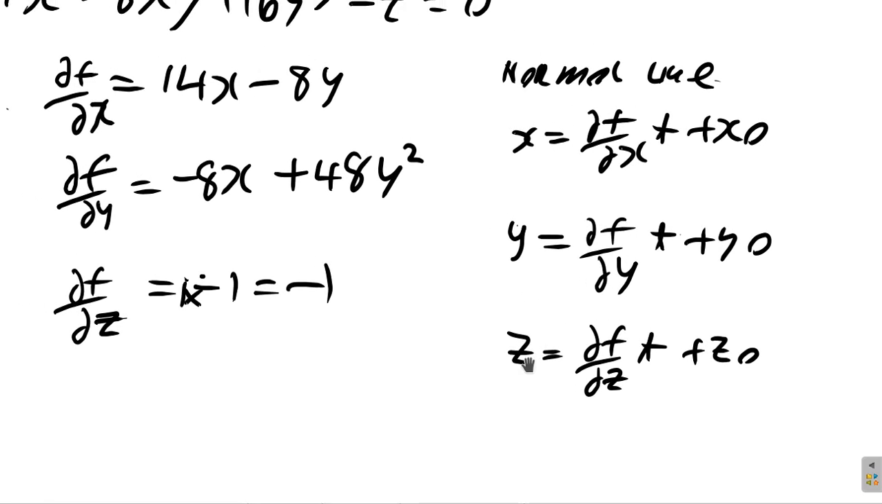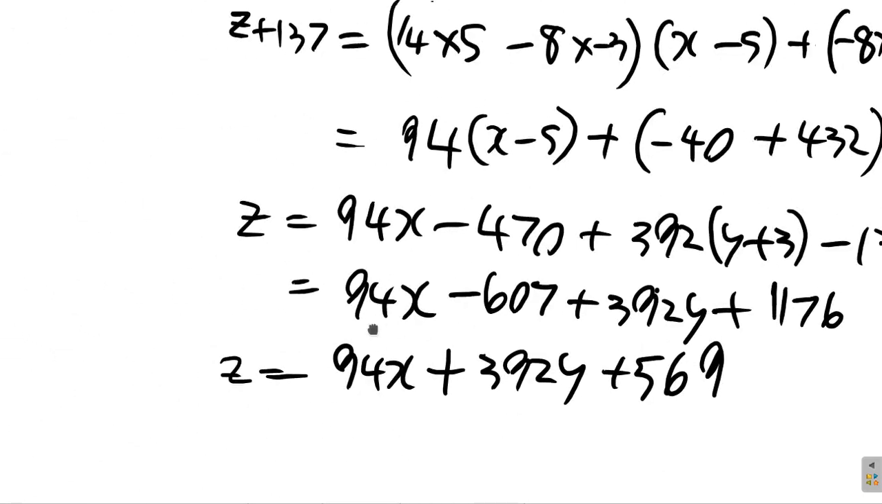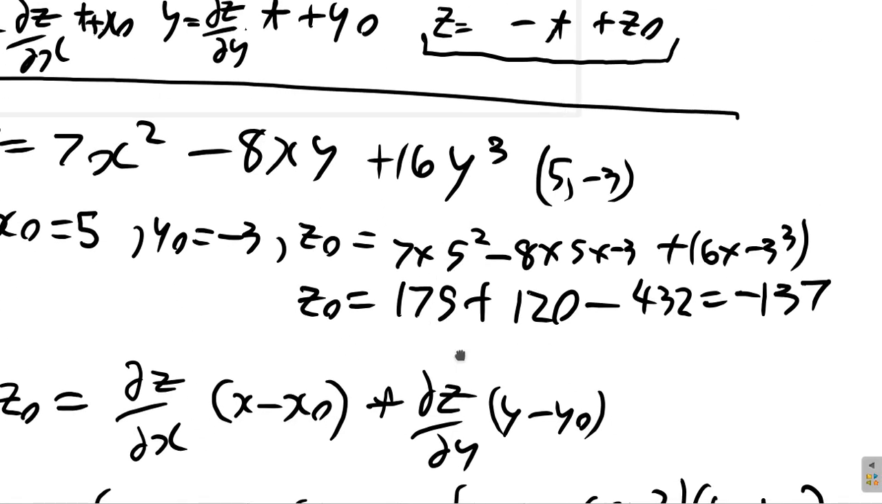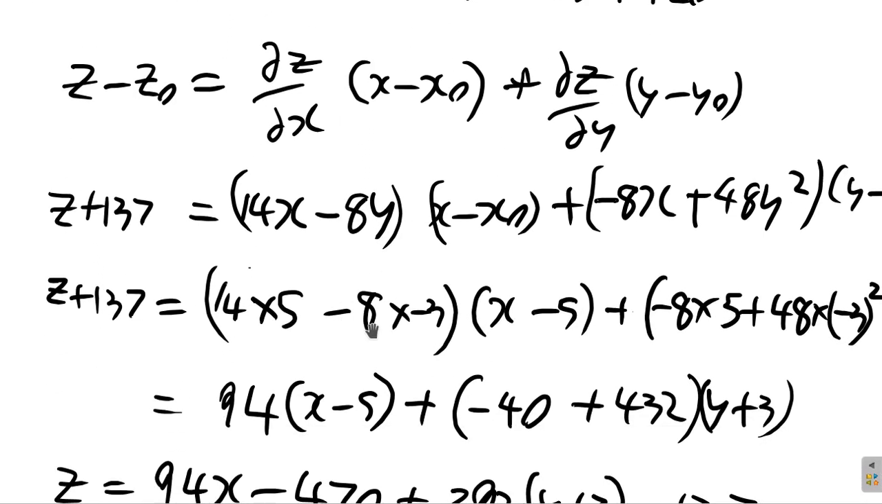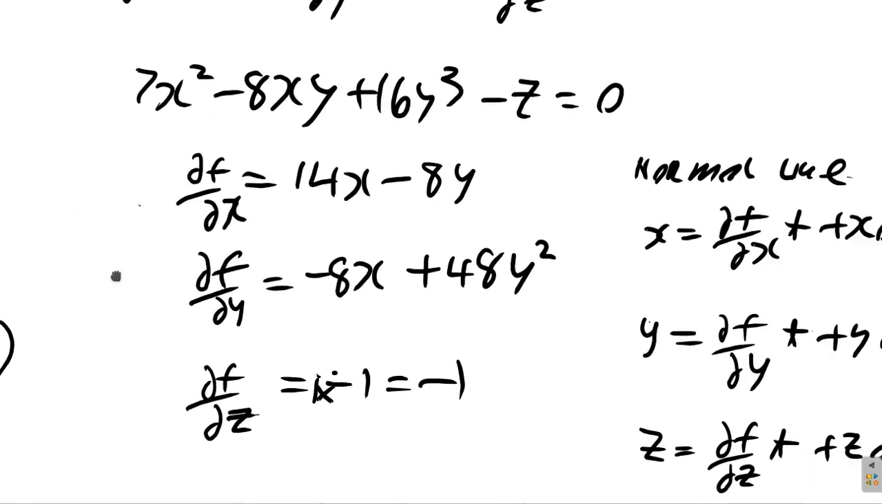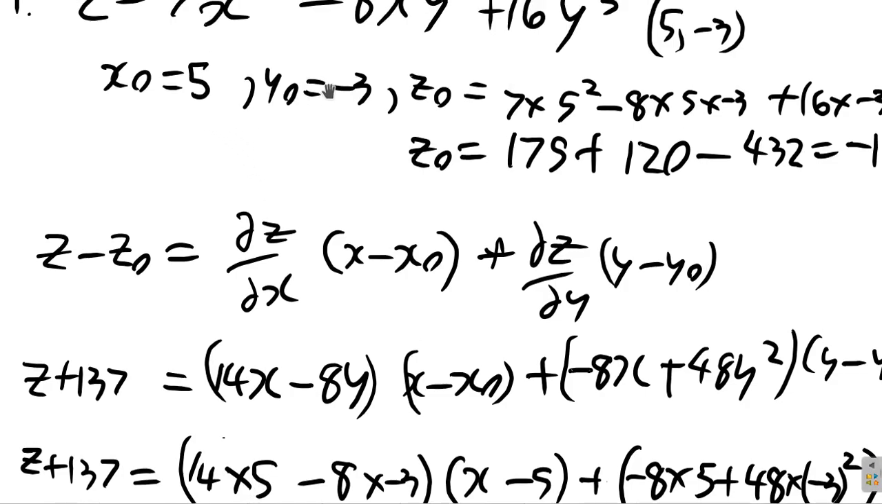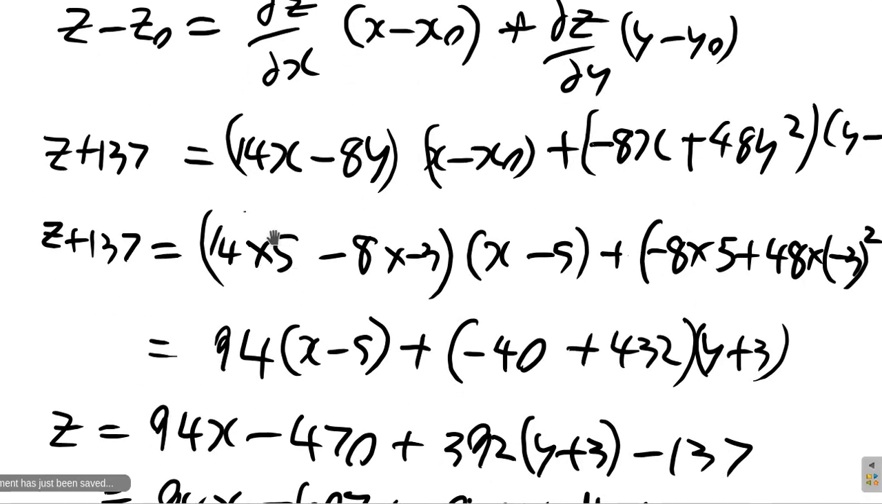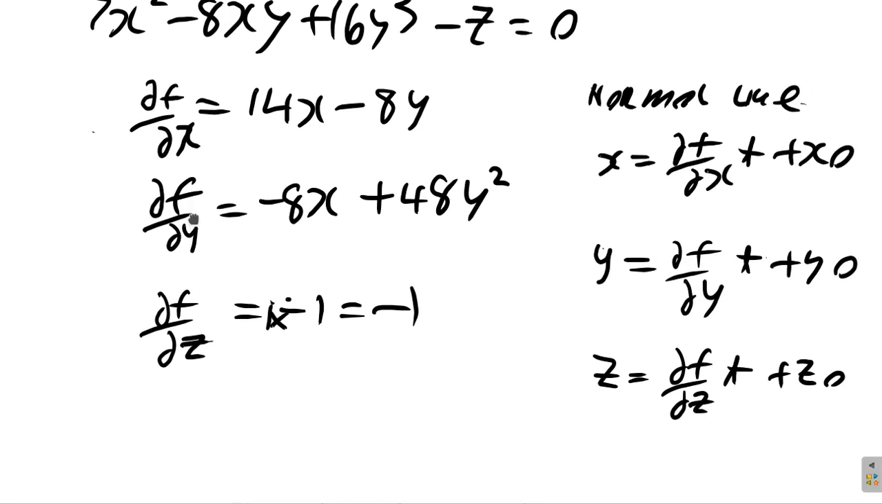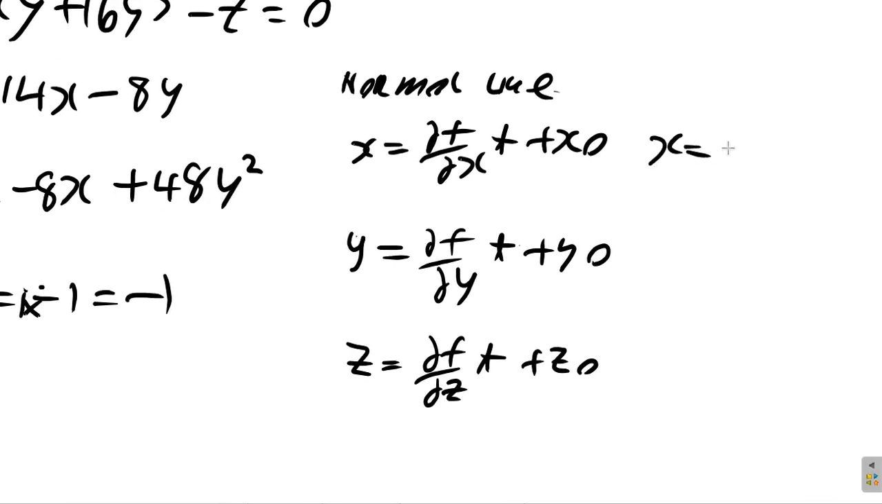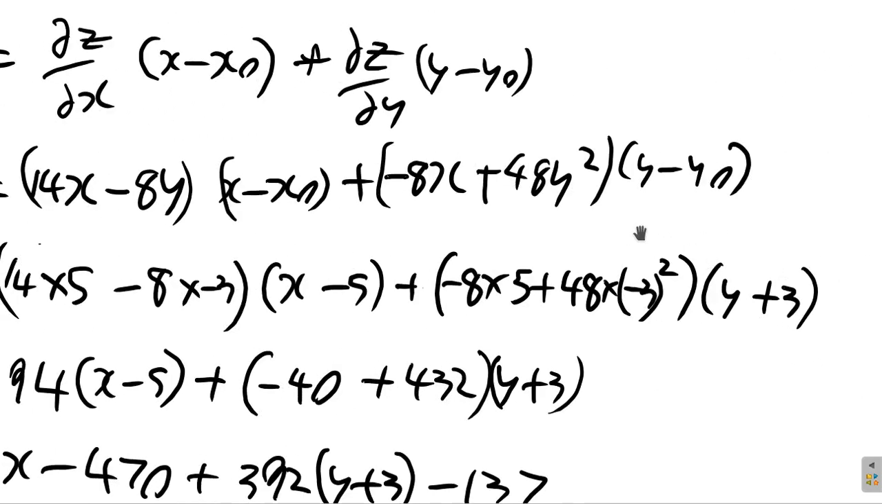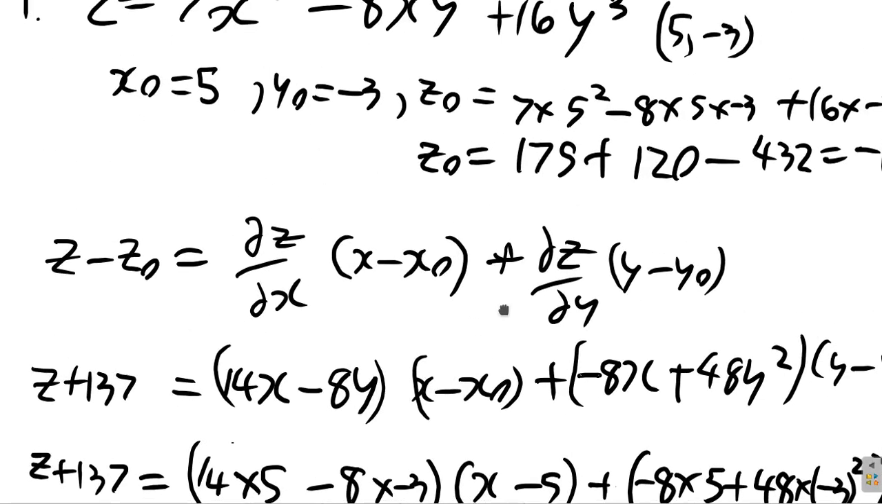Now, delta f by delta x, we worked it out already. Found that delta f by delta x was this, and at x naught, when you substitute x naught and y naught into it, is 94. It's a matter of putting x as 5 and y as negative 3. And when you work it out, 14 by 5 minus 8 by 3, you get 94. Remember that. So x equals 94t plus x naught. What was it? 5?